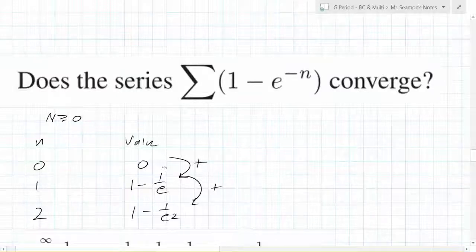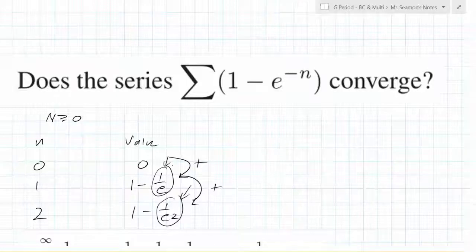Look, what happens to this term? What happens to this term right here? That becomes smaller and smaller and smaller. But what's always sitting out front? 1. So when you add these all together, is this going to converge? No, because the individual terms don't go to 0.